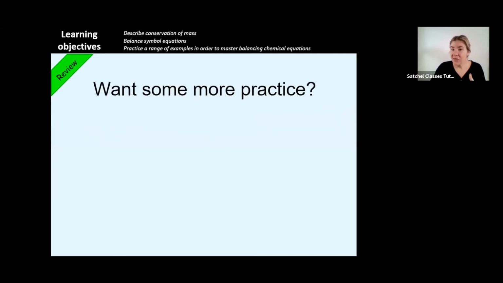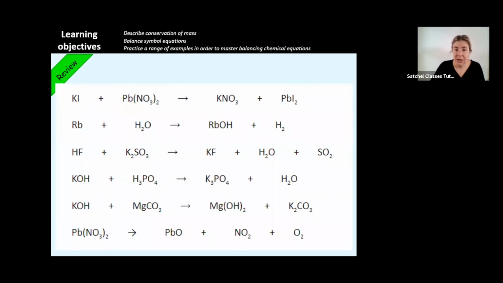Okay, I'm going to leave you now with just some extra practice if you want. The final learning objective is to practice a range of examples in order to master balancing chemical equations. I think now that you've got to grips with it, maybe you understand the principles of balancing equations, but I'm going to leave you with some optional extra practice just to really make sure you master this.